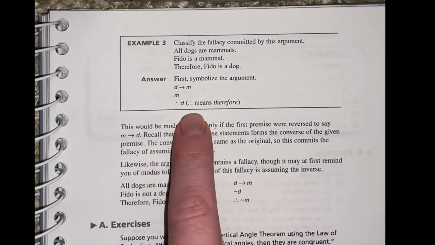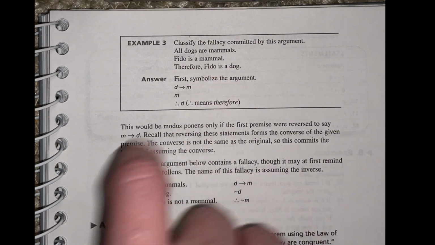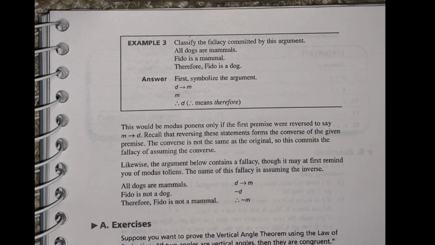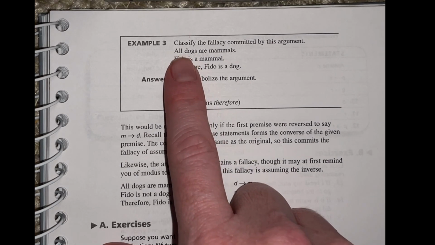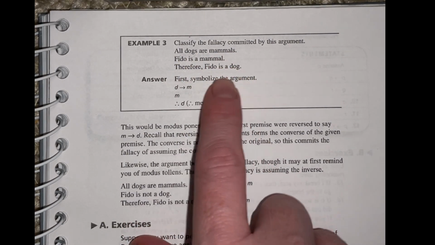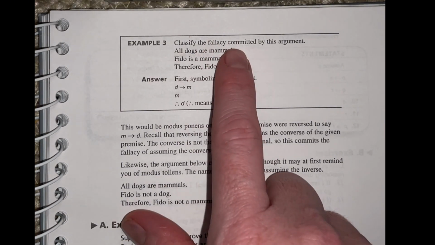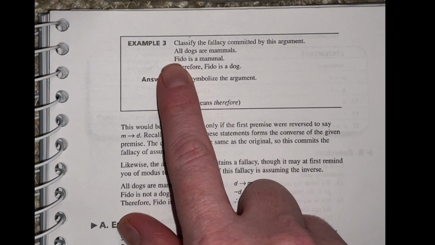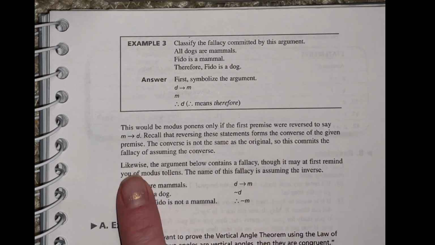This would mean, therefore, all dogs are mammals and Fido is a mammal. So we know that this is kind of logic. All dogs are mammals. Fido is a mammal. Fido is a dog. We know that it could be many different types of mammals because not all mammals are dogs. So that does not mean that Fido is a dog.